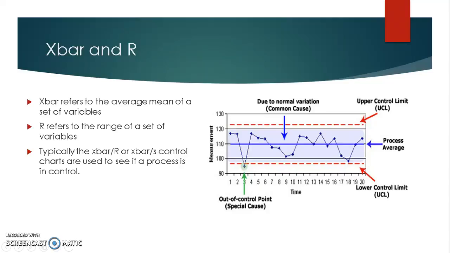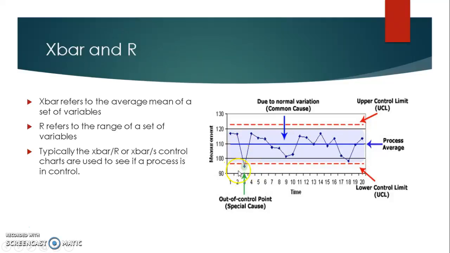So here is a control chart graphed out, just as a visual representation. These red dotted lines are your upper control limits and your lower control limits. The blue line here is the process average. So this is the mean on a normal distribution. These are the specification limits on a normal distribution. We're typically assuming that it has a normal distribution.